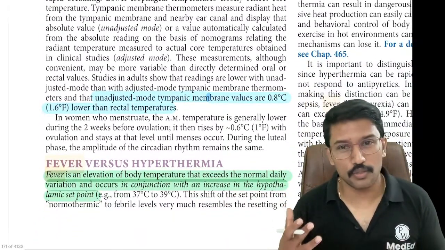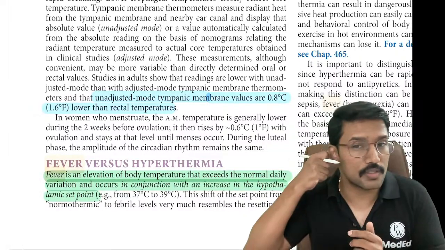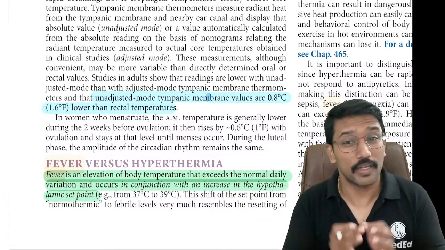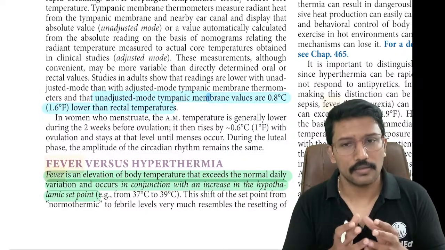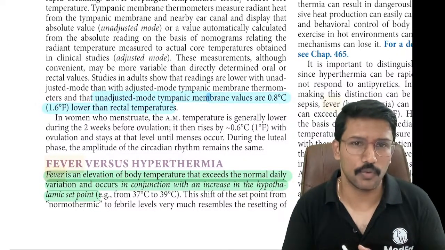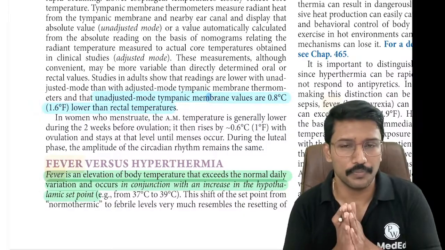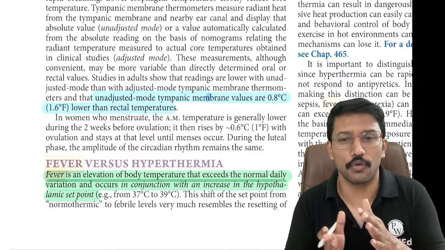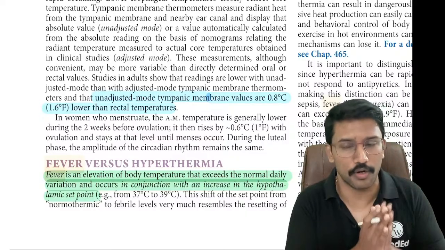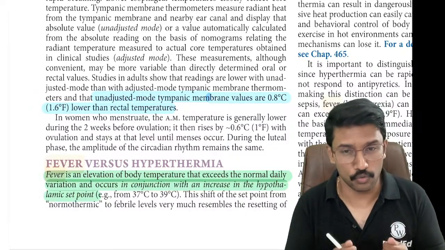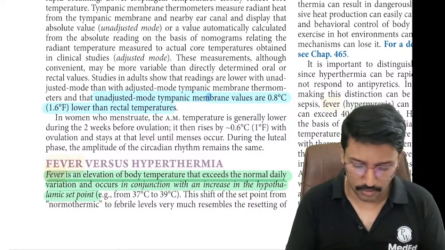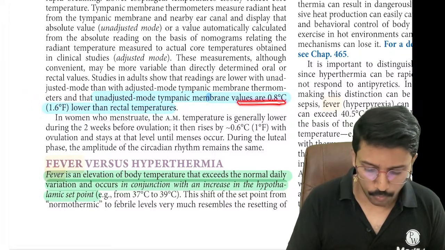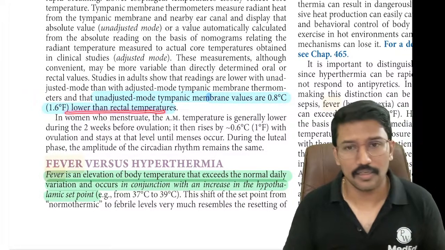Okay. Nowadays, during COVID, there was a trend towards using tympanic membrane thermometers. They are not very reliable, right? And there are two modes of taking the reading: an adjusted mode and an unadjusted mode. Adjusted mode tries to account for the variables and give you the closest reading to your body temperature. But most of us are not used to it, so we are familiar with the unadjusted mode. And when you look at the unadjusted mode, the tympanic membrane temperature is 0.8 degrees Celsius lower than the rectal temperatures.